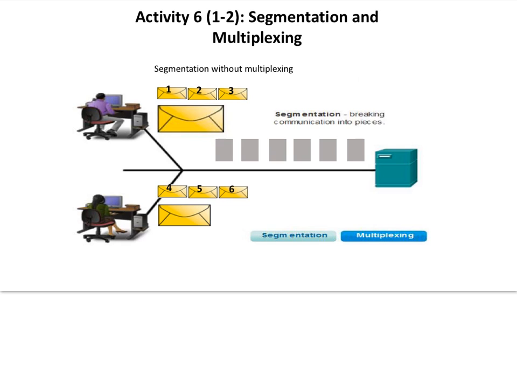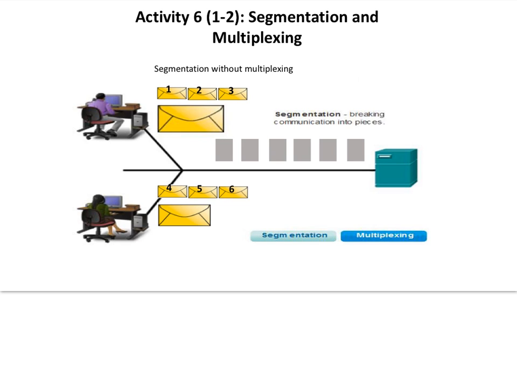The first one is segmentation and multiplexing. At the beginning, segmentation is dividing the long message that is coming from the application into smaller messages. We divide the message into smaller ones. What is the purpose of this? It's to facilitate efficient communication.